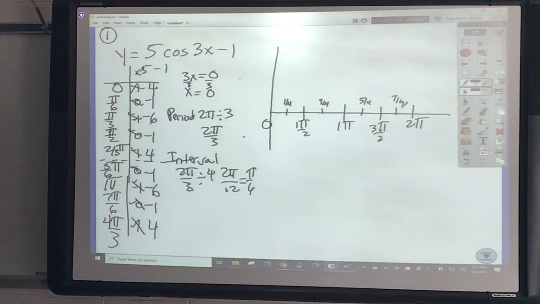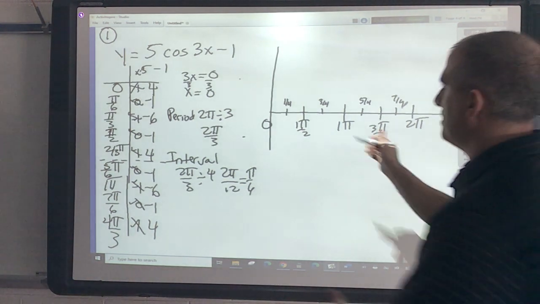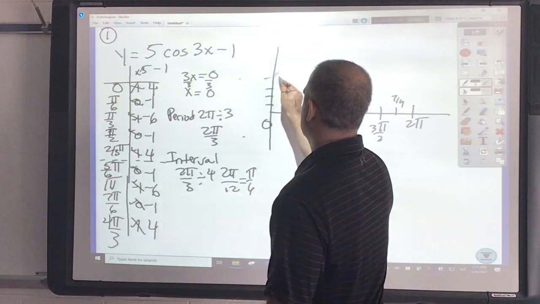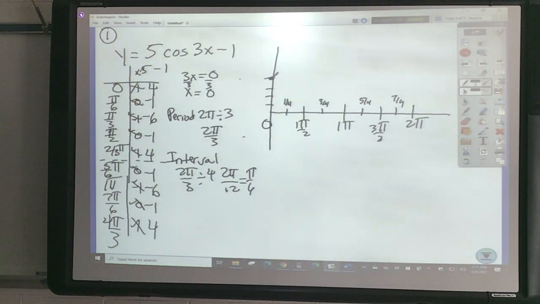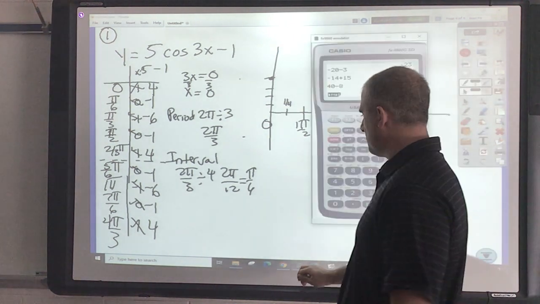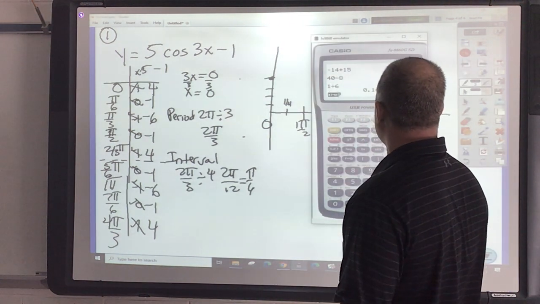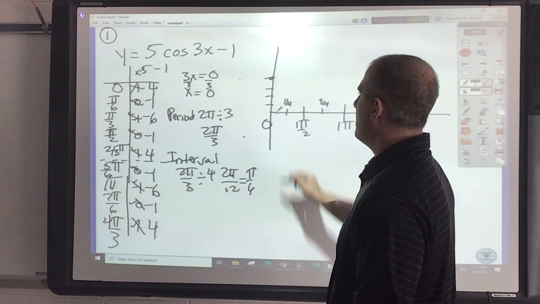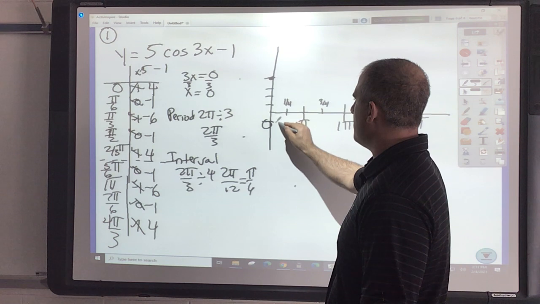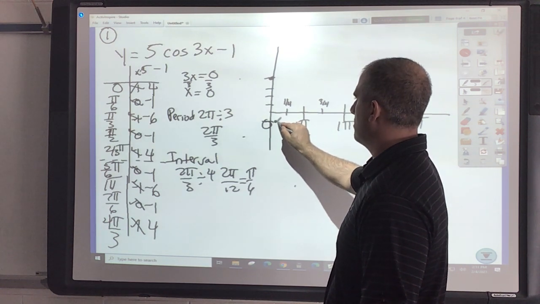Okay, now, 0, that's easy, I'm at 4. Okay, now, pi over 6. Well, what is pi over 6? That's 1/6. So let's think about this from a decimal standpoint. That's like 0.16. So it's going to be somewhere in here. Okay, you don't have to be overly accurate, but just a little bit of approximation.